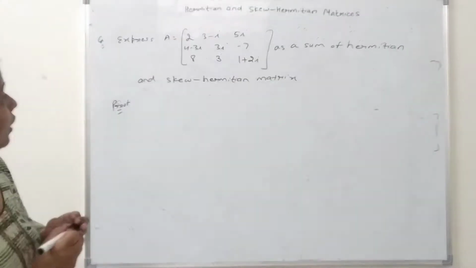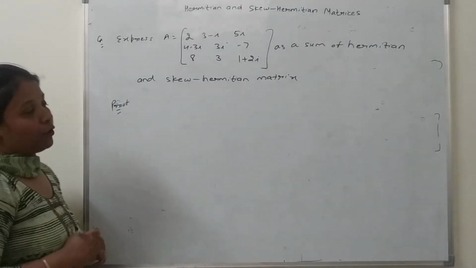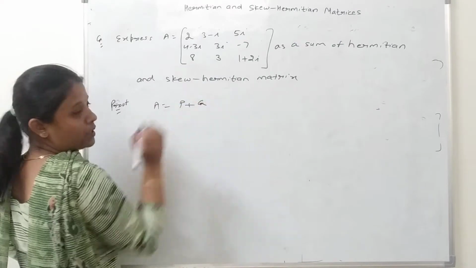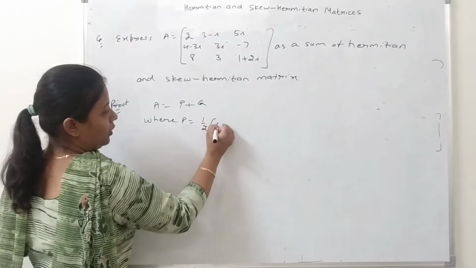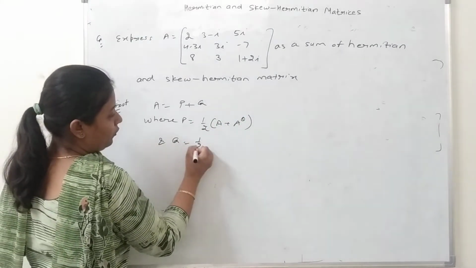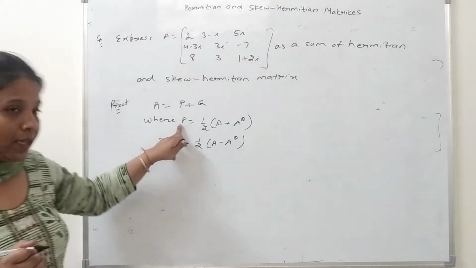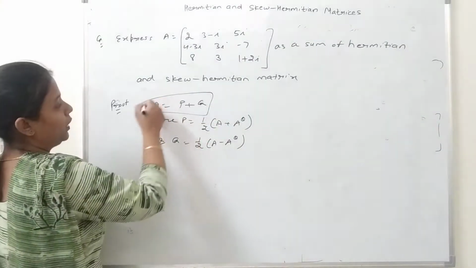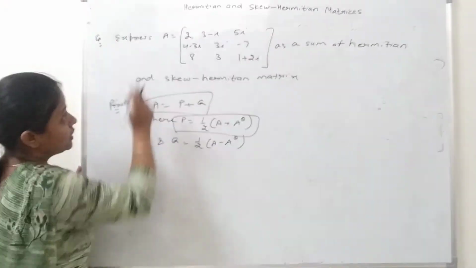Now what is the question? We have to express A as a sum of Hermitian and skew Hermitian matrix. And you know from our theorem that A can be expressed as P plus Q, where P is half A plus A theta, and Q is half A minus A theta. And we have proved in the theorem that P is Hermitian and Q is skew Hermitian. So we will express A as P plus Q. Now for this we have to find firstly A theta. Now A is given to us.